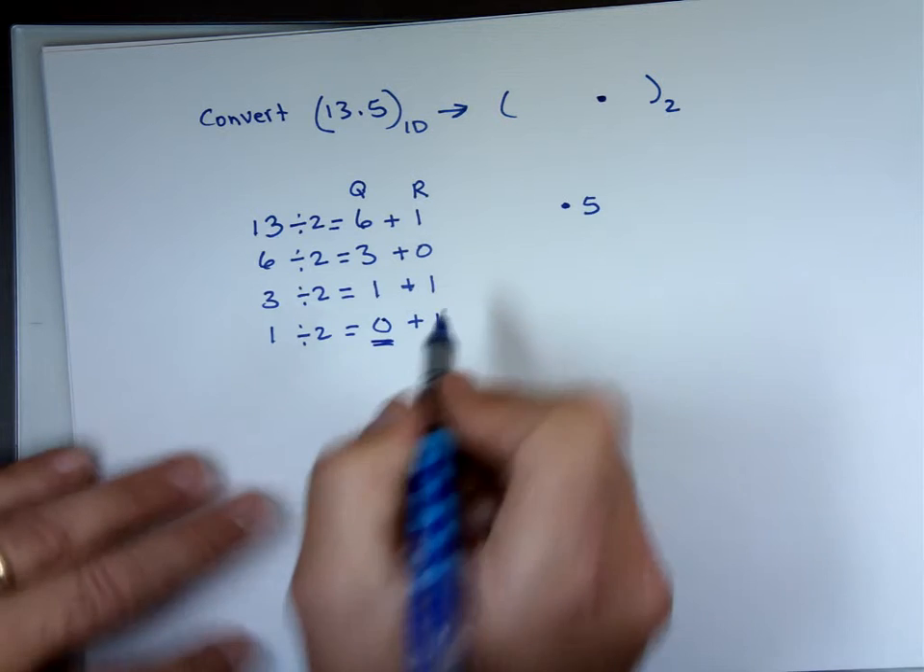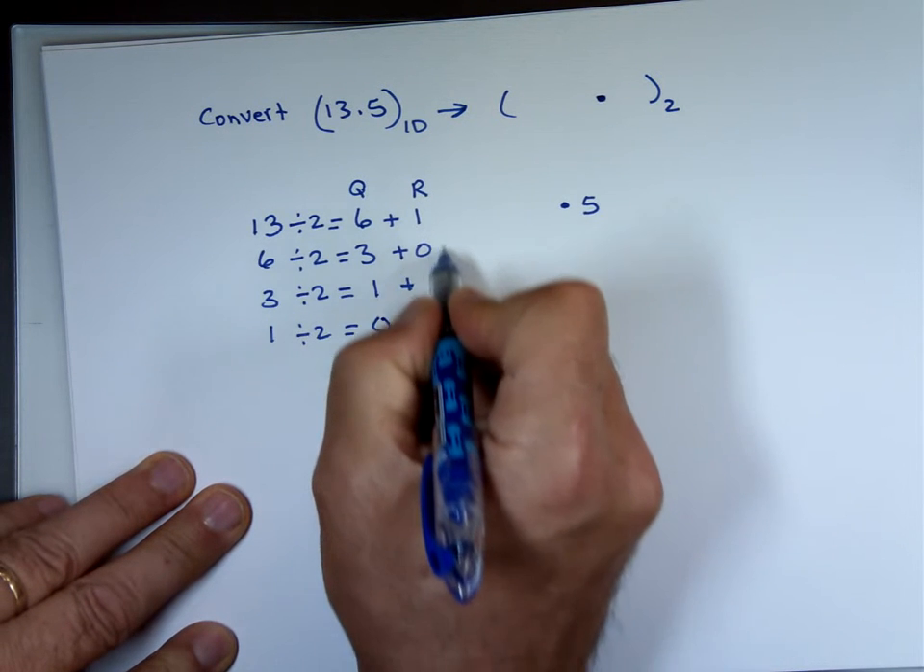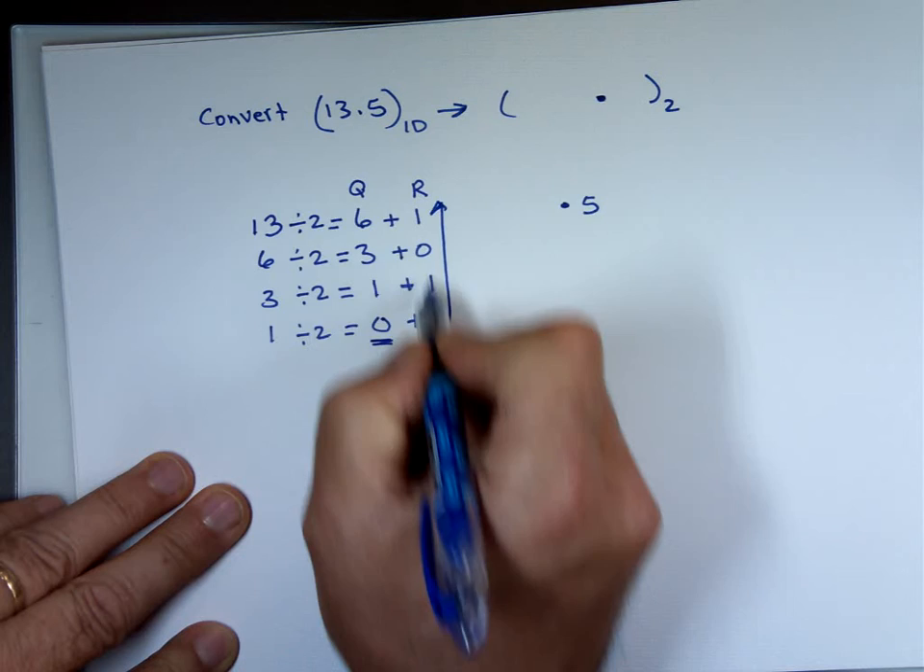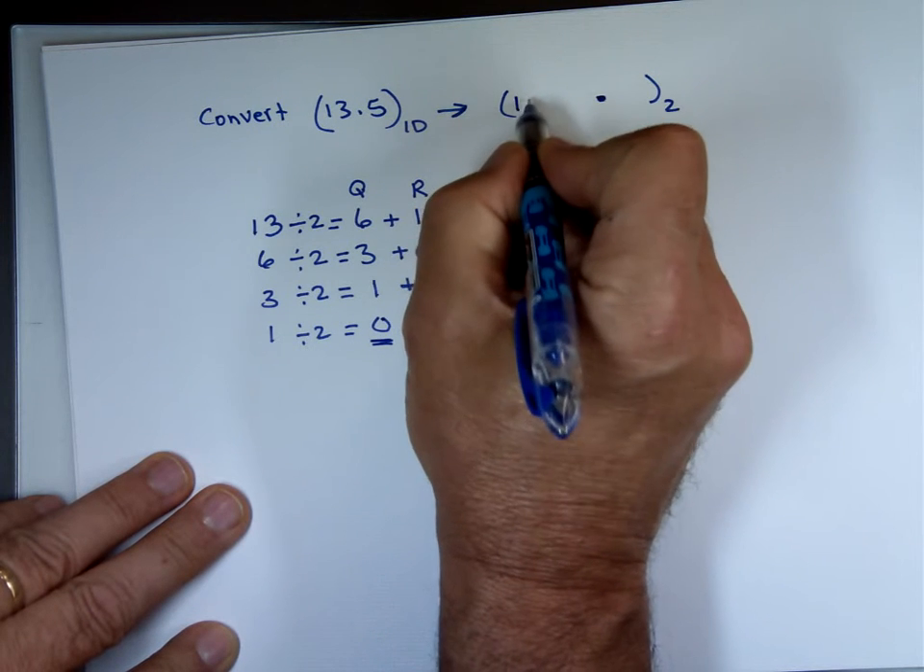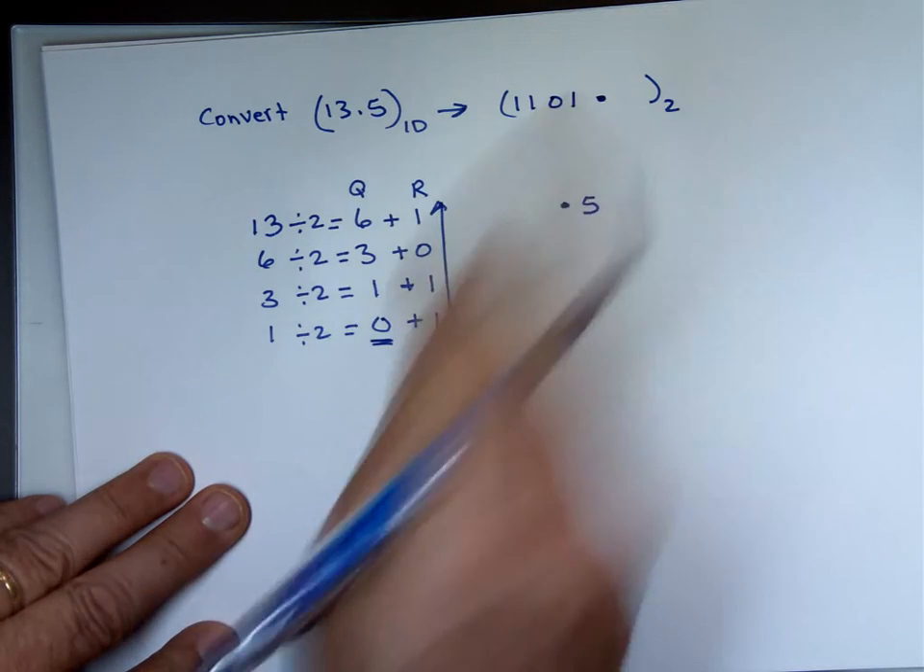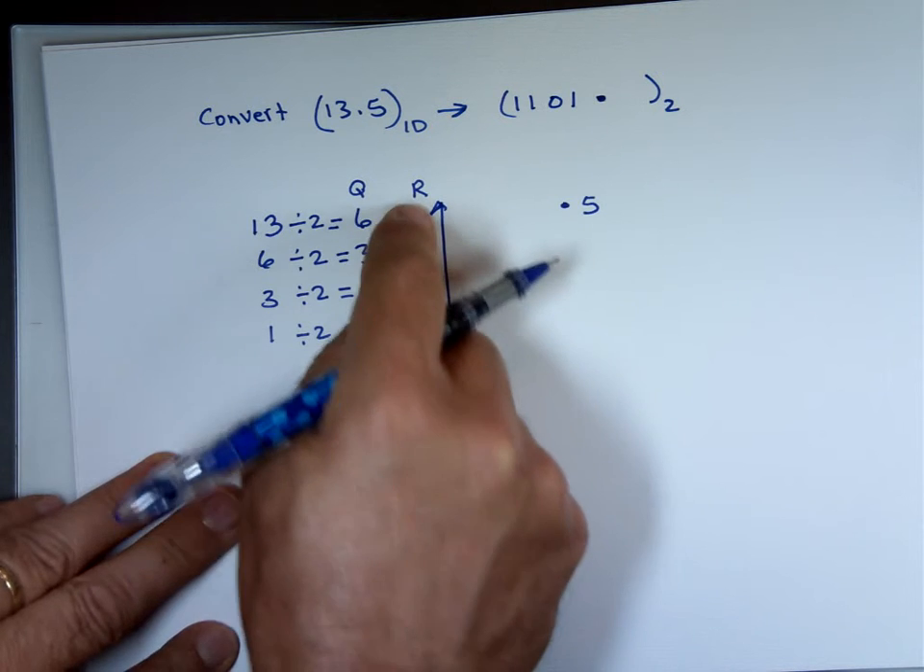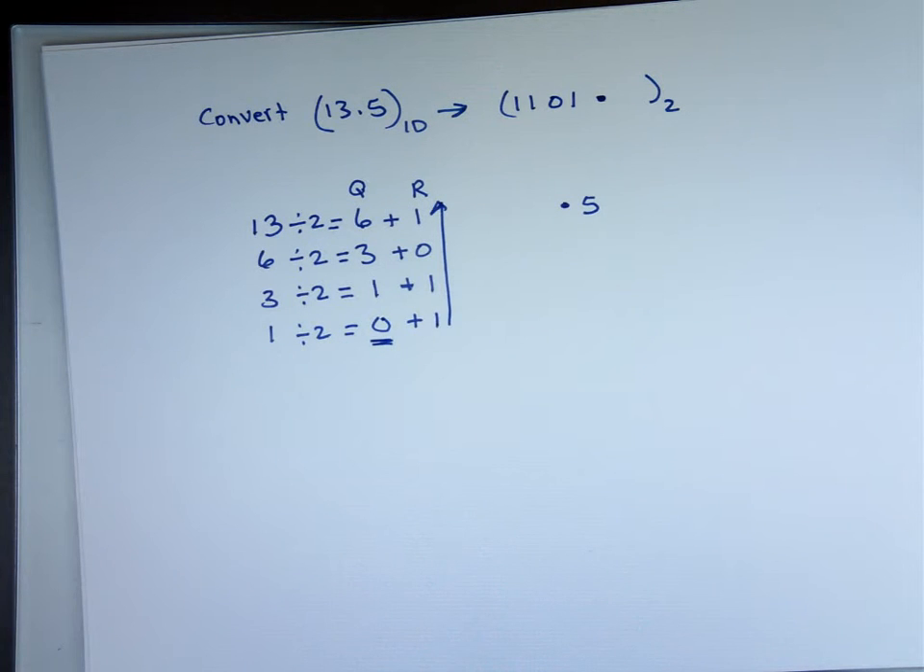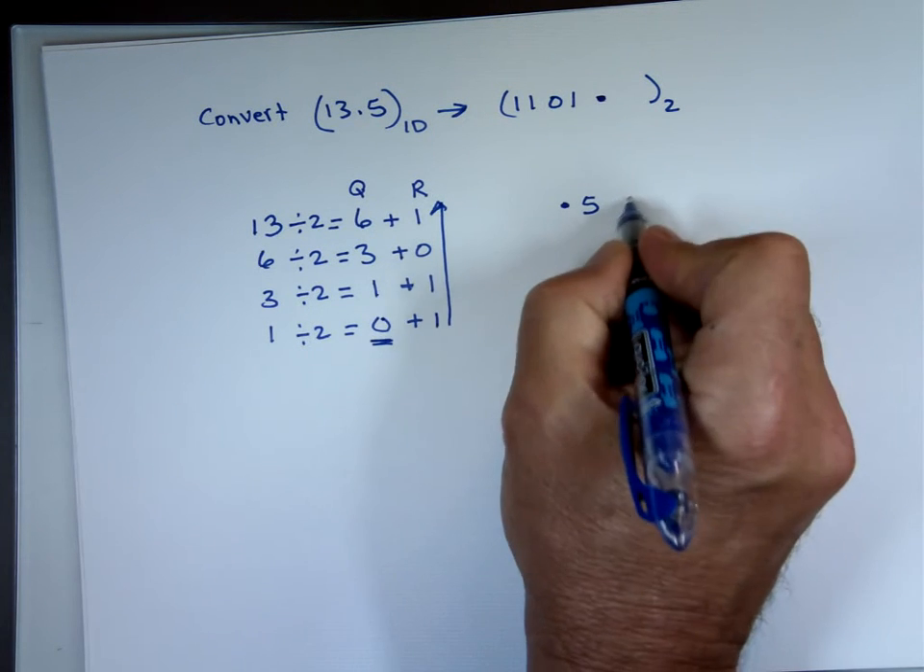So to read these numbers, we read them from bottom to top. And we write them in this order: 1, 1, 0, 1. Now the 0.5, we do the multiplications. You multiply that by 2.